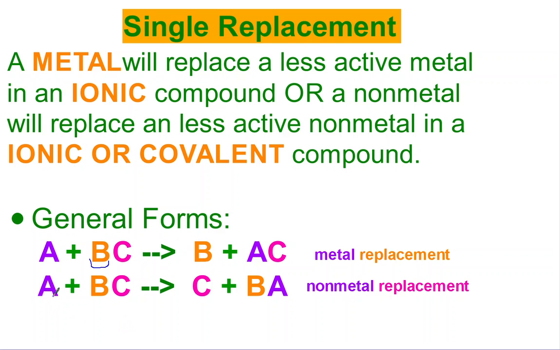Here we have a nonmetal reacting with an ionic compound. Typically a nonmetal is listed second. So in this, A kicks C out, so A is now with B, and C is by itself.